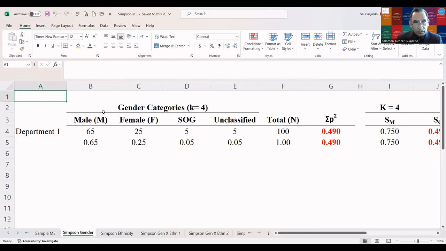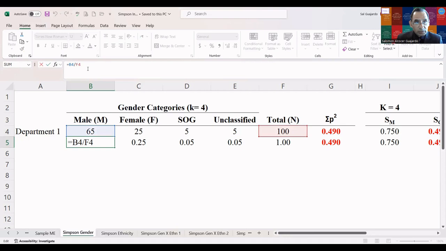So here, as you can see, I have gender, 4 categories, so K equals 4. I have 65 males, 25 females, 5 of some other gender, and then 5 that are unclassified, for a total work group or workforce of 100 people. What I also did was calculate the percentage for each category. So to get the percentage of males, it's going to be B4, which is 65, divided by the total, F4.